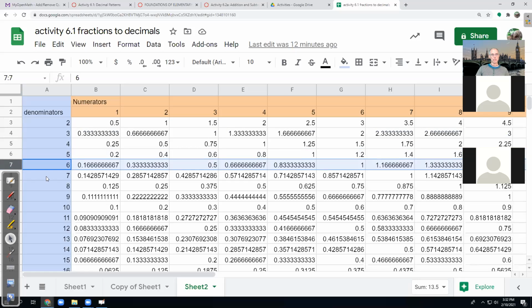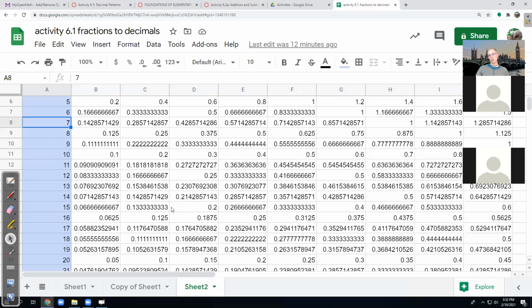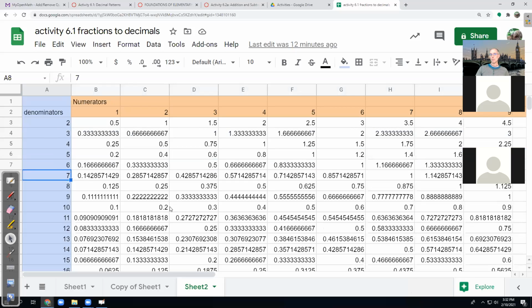Sevenths, mostly repeat. Okay, so you're trying to look at this pattern of when things repeat and when things terminate and see if you can say, oh, all the ones that terminate have this in common, and all the ones that repeat have this in common. What are those things they have in common? All right, back to your rooms. Talk about it some more. Puzzle this out.